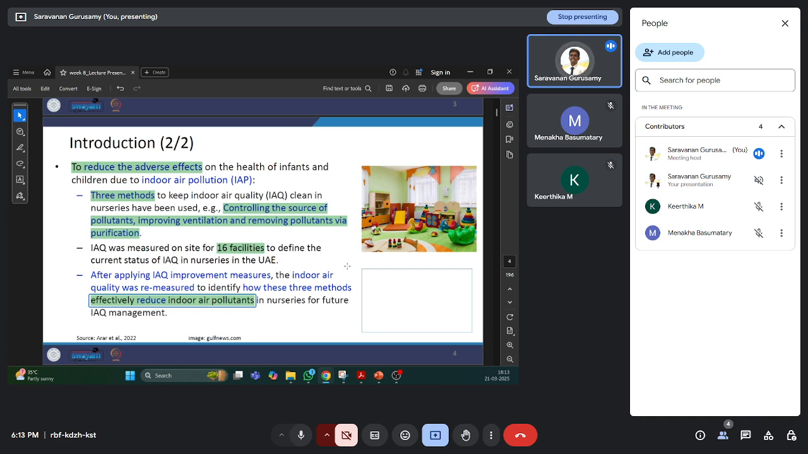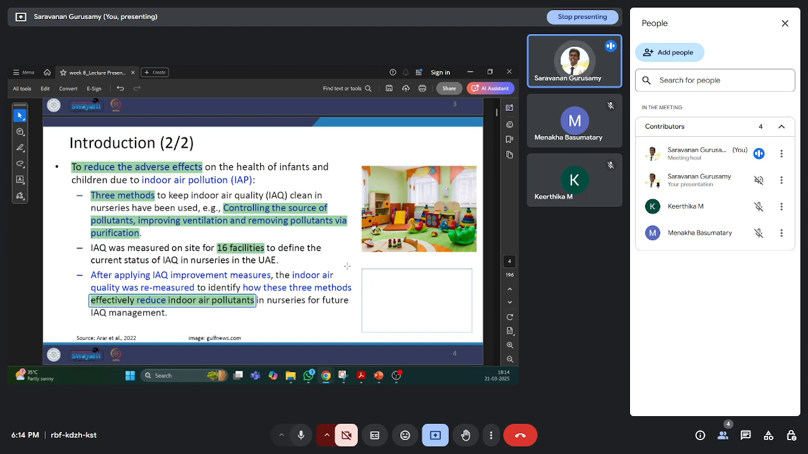The second one is improving ventilation, because ventilation will also get rid of indoor air pollutants. Another problem with ventilation is that pollution from the outside may also enter inside. That is another problem that needs to be taken care of based on the outdoor air quality. The third one is removing pollutants via purification. If it is a system with more emission-prone furniture, that needs to be properly removed via air pollution control measures like purification systems.